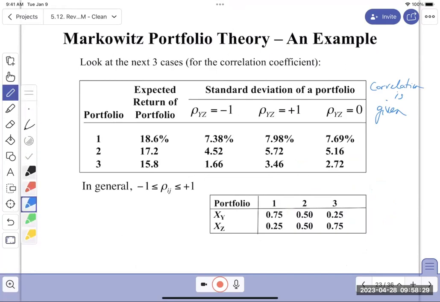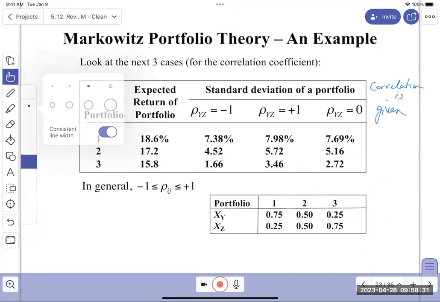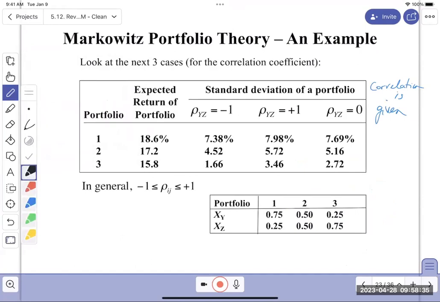And I could have put more. I could have said, like, 4, 5, 6 different weight combinations. Now the first one, let's look at the first one. The first one is across here. And this says, put 75% of the investment towards Y and 25% towards Z.